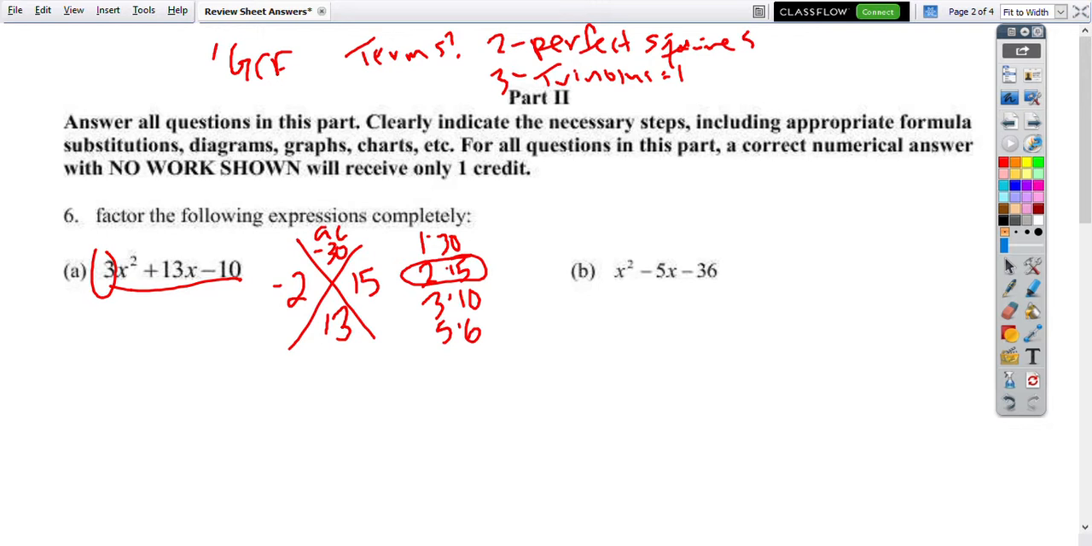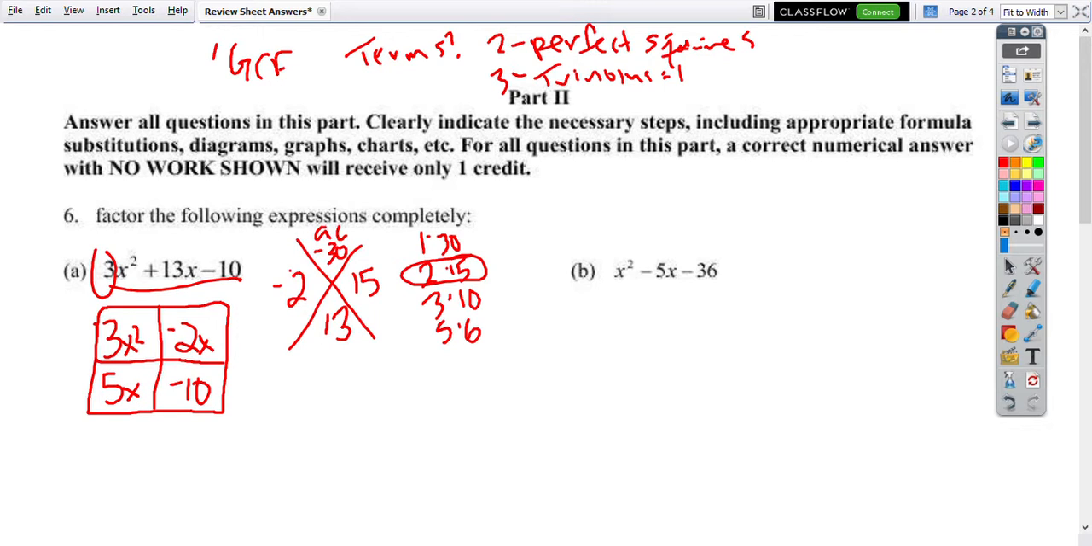Because there's a 3 in front, I know I have to use the box here. So that's 3x squared and -10. And I'm going to drop the 2 and the 15 in here, so -2x and 15x. And then we're going to do our GCF. So going across from left to right here, we have the 3x squared and -2x. We just have an x in common. The 15 and -10 have a positive 5 in common because the first term is positive. And then going down, the 3x squared and the 15x have an x in common.